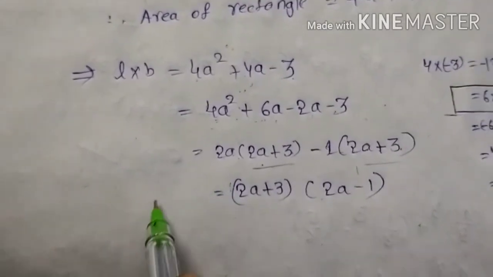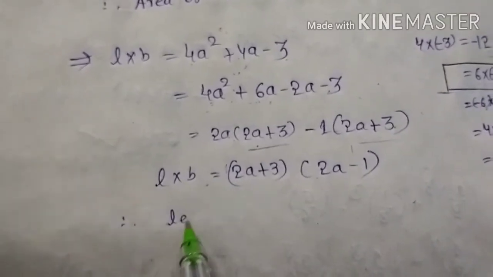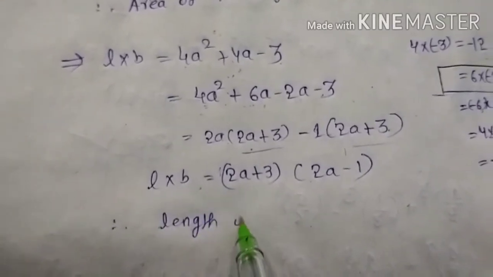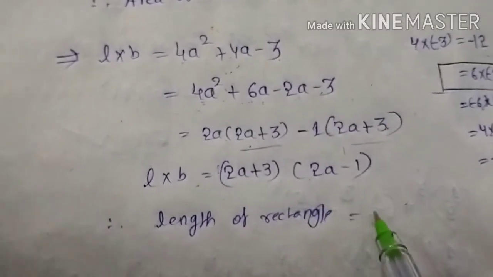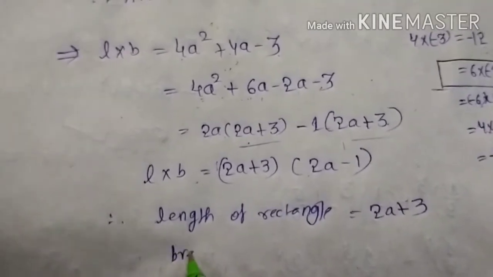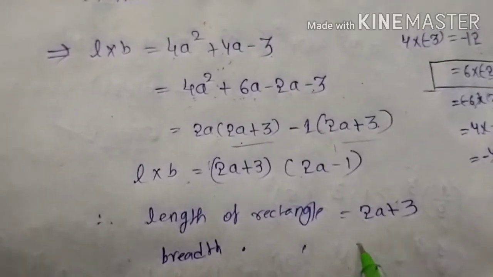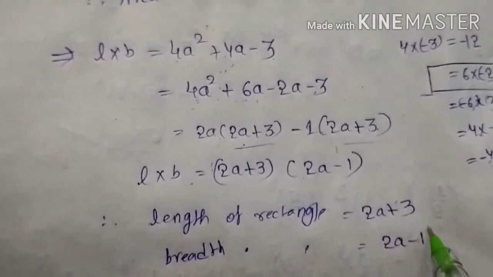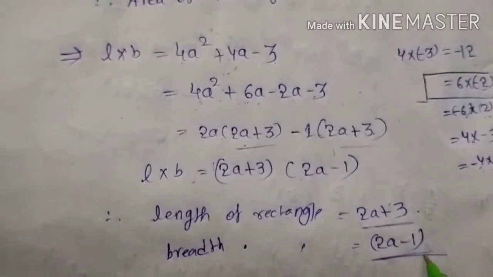Is it L into B or not? That means here L into B. That means you can write here, therefore length of the rectangle, you can consider here 2a plus 3. You can take here breadth of rectangle is equal to 2a minus 1. This is length, this will be breadth only.